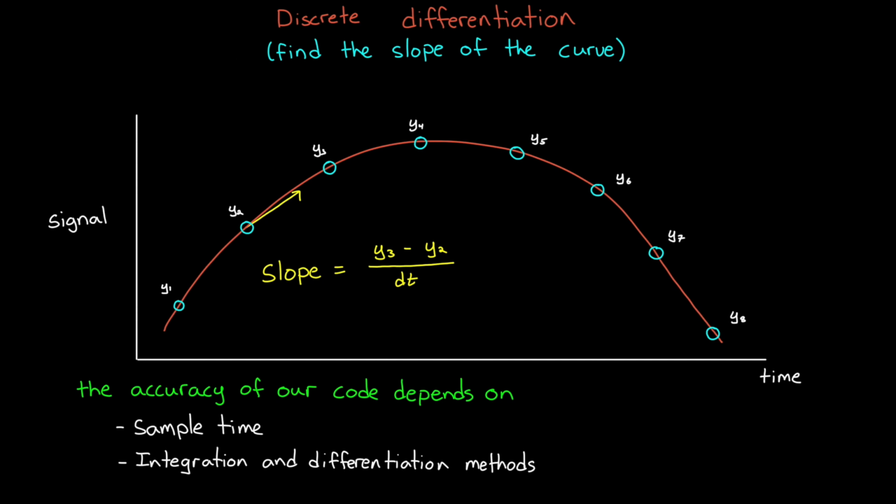Now, with that being said, in the code that I'm going to show you, I've just picked an arbitrary sample time and an arbitrary differentiation and integration method. But when you write your own code, you can choose a different sample time, and you can swap out the discrete methods for something else. It all depends on how accurate you want the result and how much processing power and memory the microcontroller has that you're working with. So let's get to it.